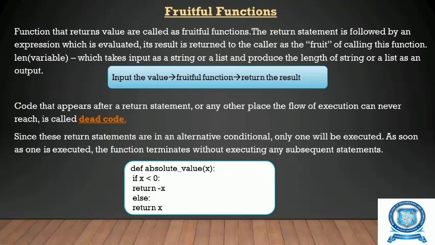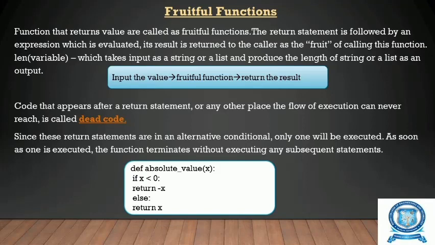The functions that return a value are called fruitful functions. The return statement is followed by an expression which is evaluated and its result is returned to the caller as the fruit of calling this function. So, length is a function which takes the input as a string or a list and produces the length of the string or list as output. The input value is given to the fruitful function, and the result is returned.